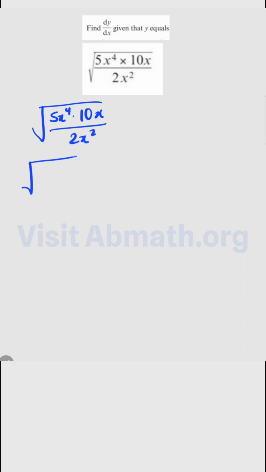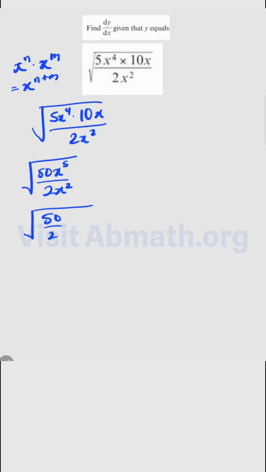So what you just have to do is to multiply the 5 and 10 together. It's going to give you 50, then x power 5. Remember the law of indices: if you have x^n multiplied by x^m, this is the same thing as x^(n+m). So that is the rule. So you have over 2x squared. This can also be simplified as 50 divided by 2 multiplied by x power 5 over x power 2.